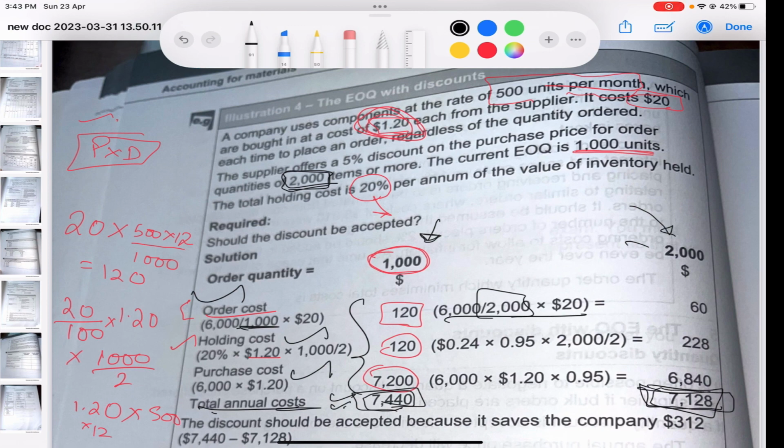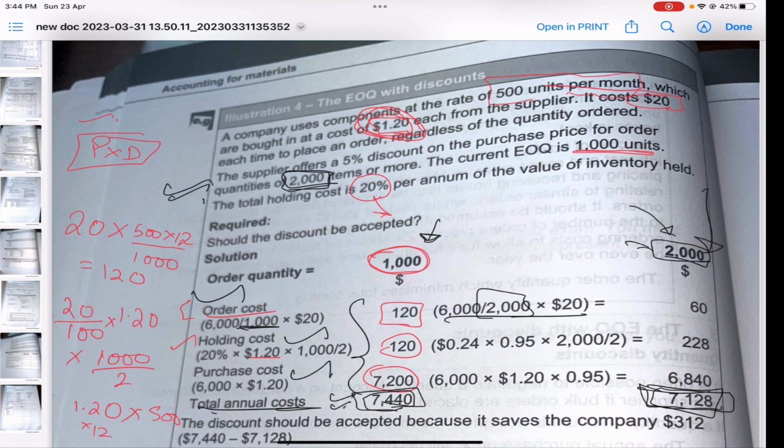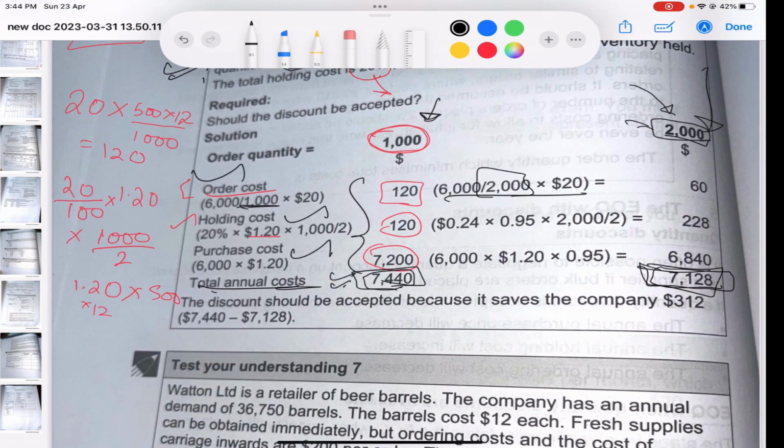So which is a better thing? Wherever my costs are less, wherever my total annual costs are minimized, that is the best option for me. So the best option for me is this, 2000. So in that case, I need to accept the discount because it is saving $312. If you minus this from this, you'll get this. So that's how we are going to solve the questions using the discount.